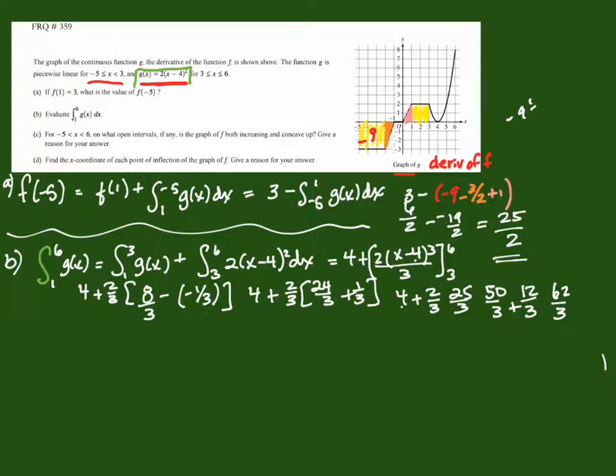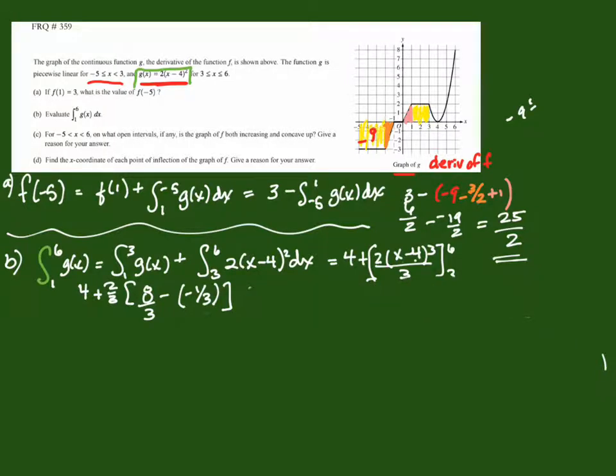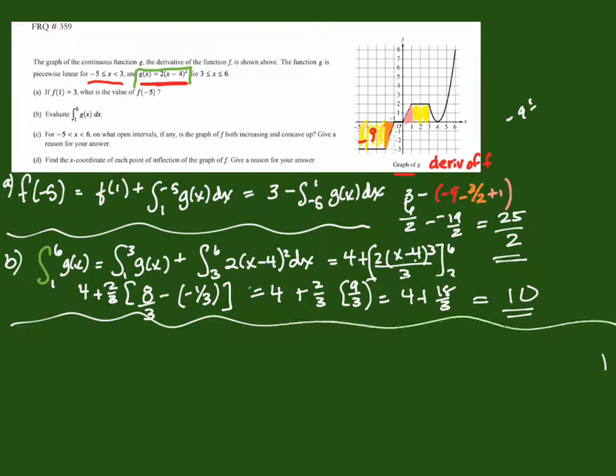8/3 plus 1/3, which would be, let's erase all this stuff after that, is equal to 4 plus 2/3 times 9/3, which is 4 plus 18/3 or 6, which equals 10. Yay! I finally got what I was supposed to get. Sorry about that. Okay, that was B. See if I can do a better job with C.